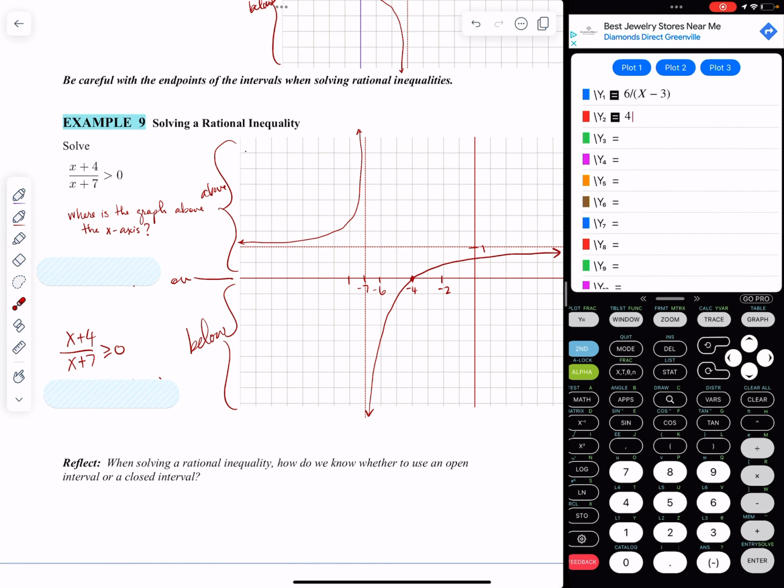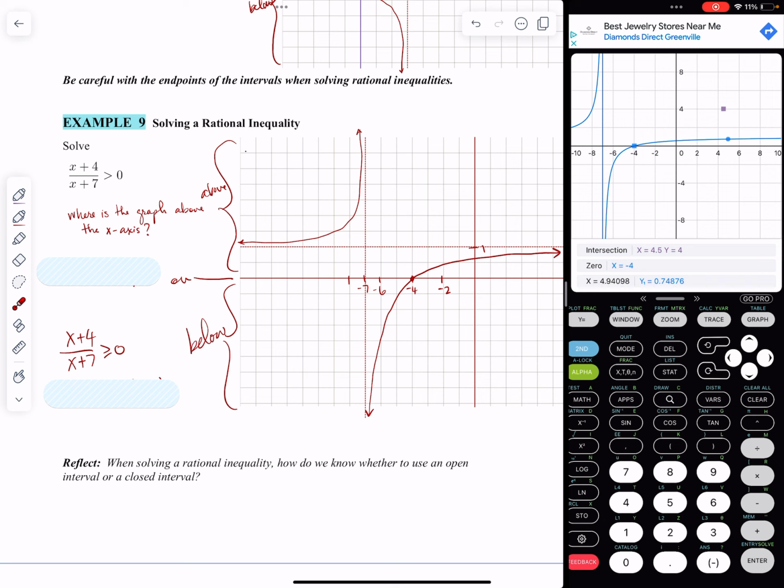So I will go to my calculator. Let's clear out what we have in the calculator. And in Y1, we will type in our fraction. Again, make sure that you use parentheses around the whole top and parentheses around the whole bottom. So I have the quantity x plus 4 divided by, use your division symbol for your fraction bar, the quantity x plus 7. And I'll go ahead and keep the standard window that I already had.